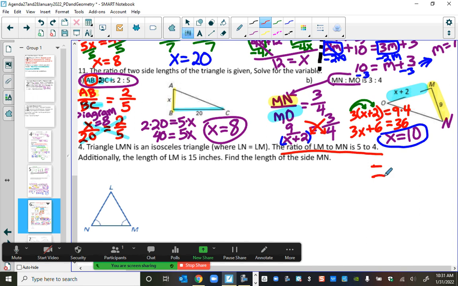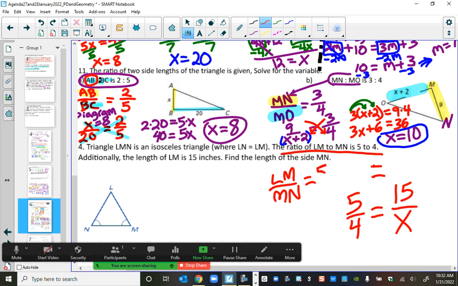5 over 4. Okay, you're going to get 5 over 4 equals 15 over x. All right, in the end, that's what's going to be very good. 5 to 4 equals 15 over x. All right, here's how Des got this, and she's 100% correct. Now, up here, they're going to say L to M, LM to MN is 5 over 4.